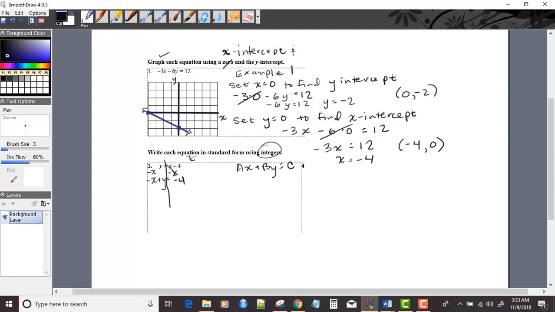And like we did for example 2, I can't leave a negative coefficient in front of the x. So I'm going to need to multiply both sides by negative 1. As long as I do it to both sides, it's balanced and equal. Distribute that negative 1, and basically write the opposite of each term. So I'll have a positive x minus a y equals negative 4 times negative 1 is a positive 4. So this is now written in standard form.